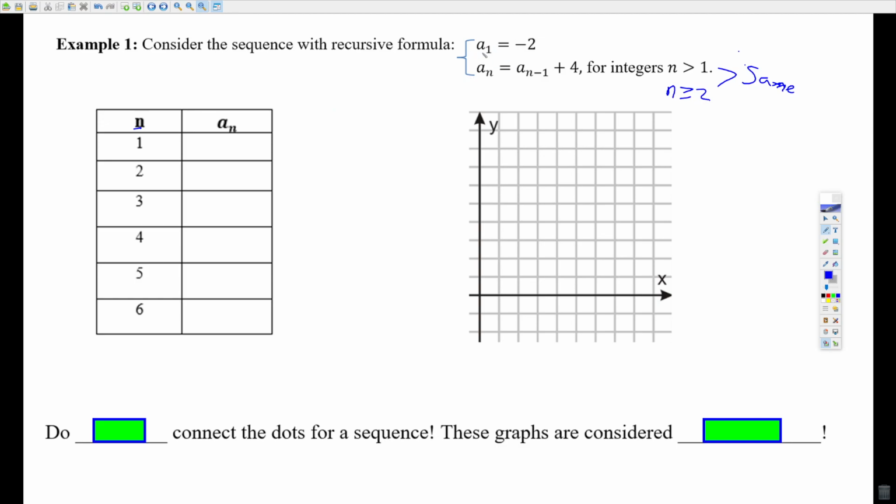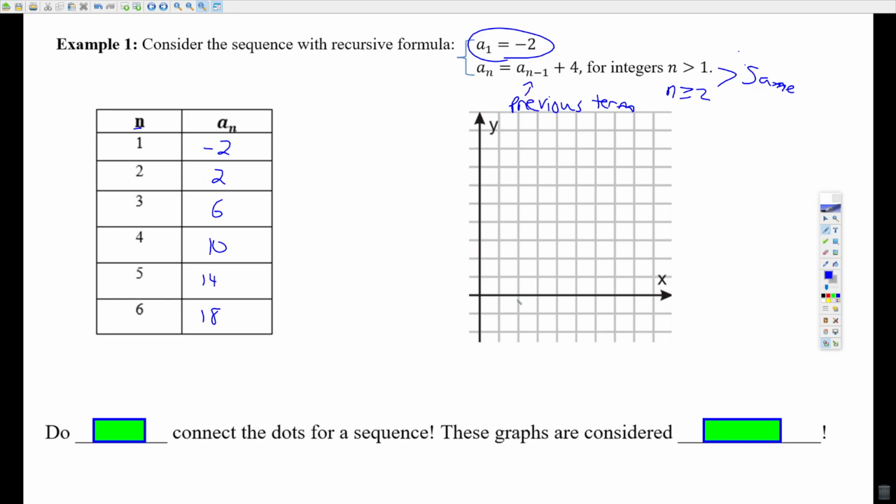So the first term they give us is always at the beginning, at the top line. That's -2. Put that in here. Then the rule is to add 4 to our previous term. Remember, this stands for previous term. So if we do that, it would be -2 plus 4, which is 2. Then we're going to keep adding 4. So 2 plus 4 is 6. Add 4, you get 10, 14, 18. Then we're going to plot the points.